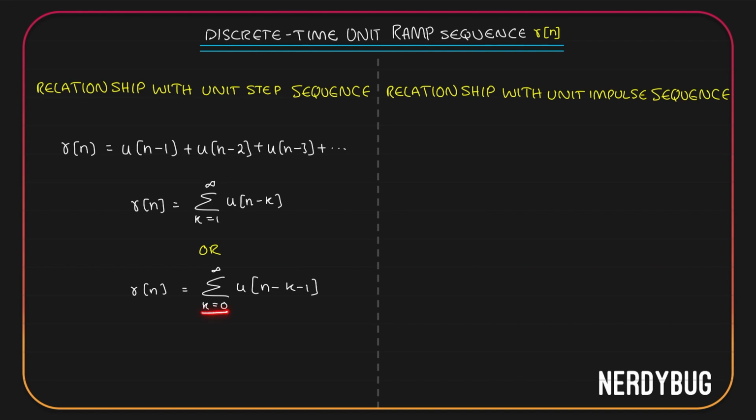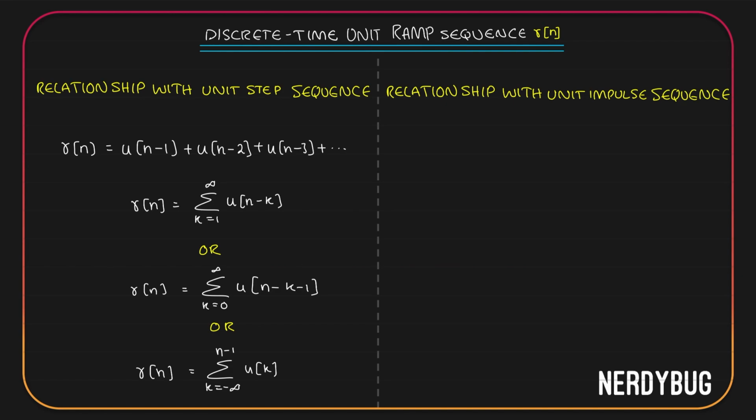Because when you give k equal to 0, we should get the first sequence, that is u of n minus 1. So you will get u of n minus 0 minus 1. So you will get that. You can also write it this way. R of n is summation from k equals minus infinity to n minus 1 of u of k.